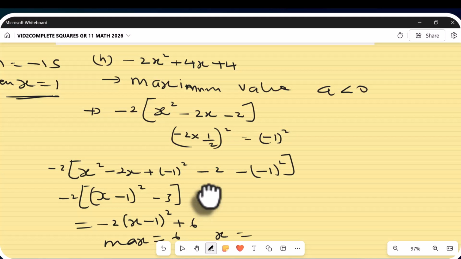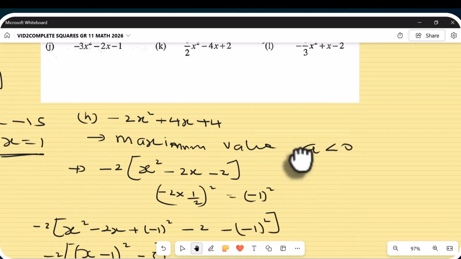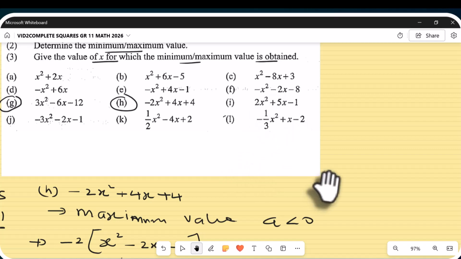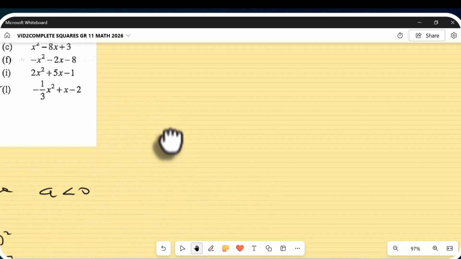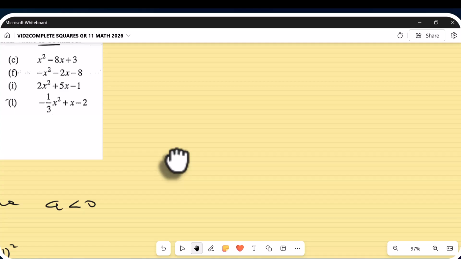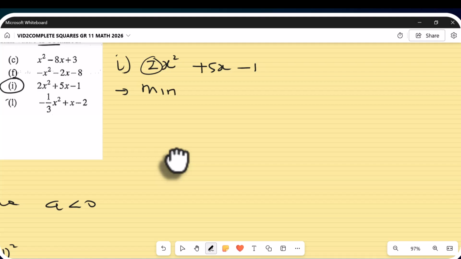Next question here, type 8, we have question I. Now question I, this one here, it says 2x squared plus 5x minus 1. Because of the positive 2 which you see here, it has a minimum value.